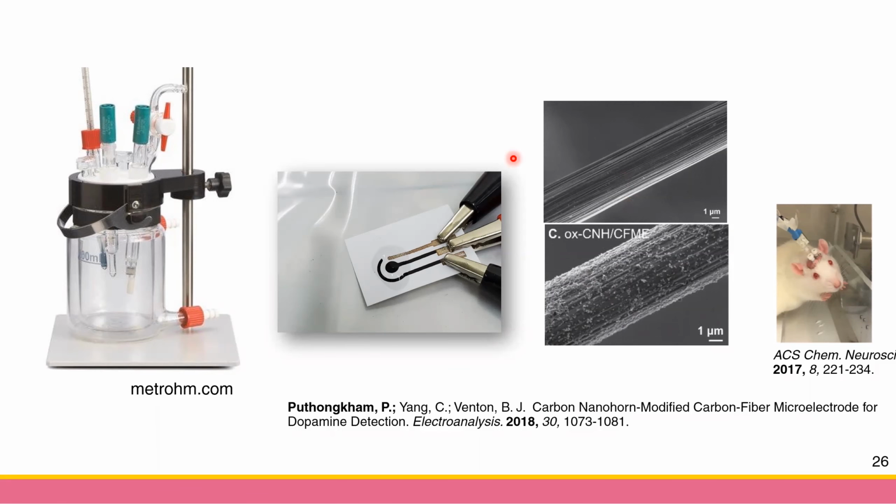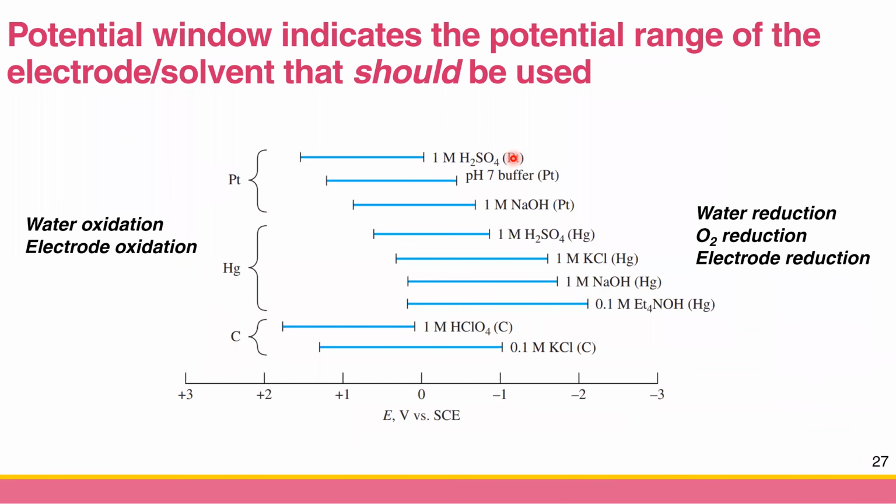The question is that how to choose the material, how we can choose the material. It turns out that first maybe it depends on your preference, and second maybe depends on the potential that you want to work with. So for each system of the working electrode and the solvent or the supporting electrolyte, we have something called potential window. The potential window will indicate the potential range of the electrode solvent that should be used.